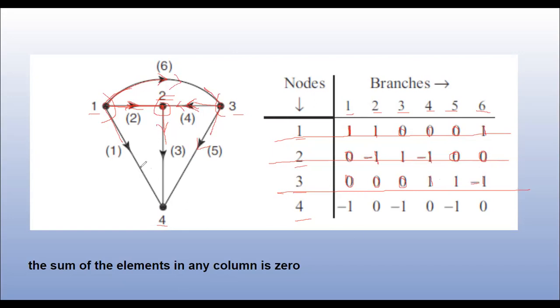Similarly, we have written for the node number 4. Branches 1, 3 and 5 are incident. 1 is coming towards. So we are having -1. 2 is not incident. So it is 0. The 3 is also coming towards and 5 is also coming towards the node. So these two we will have as -1, and the remaining 2 branches, that is 4 and 6, are not incident. So they are considered as 0.